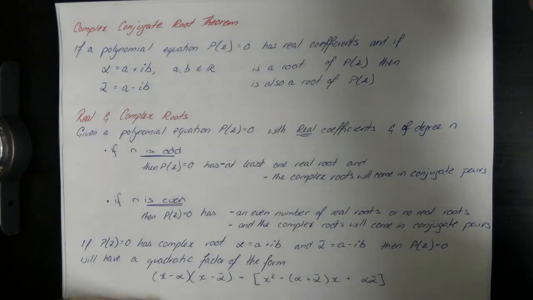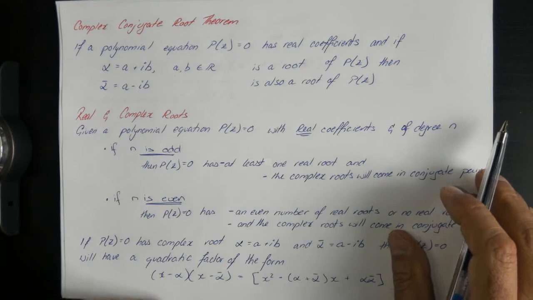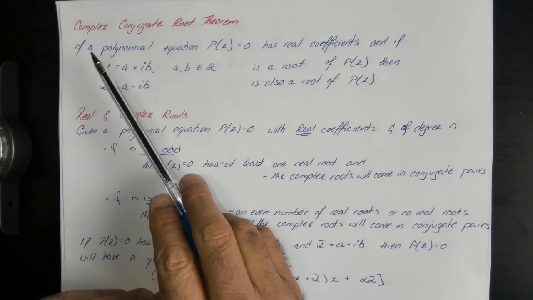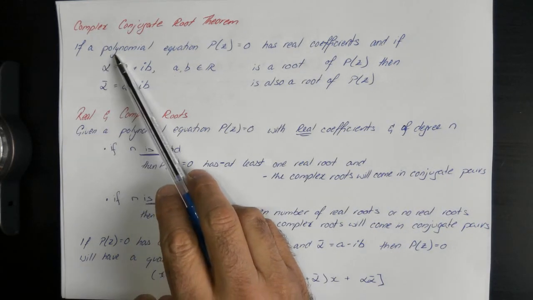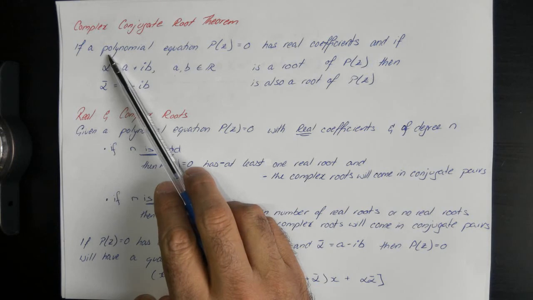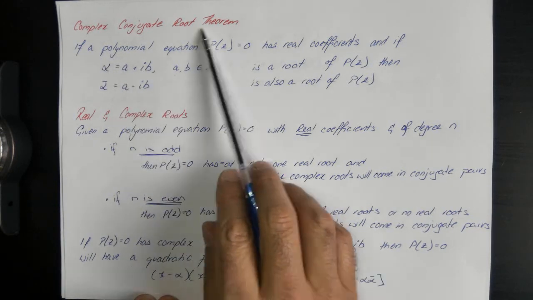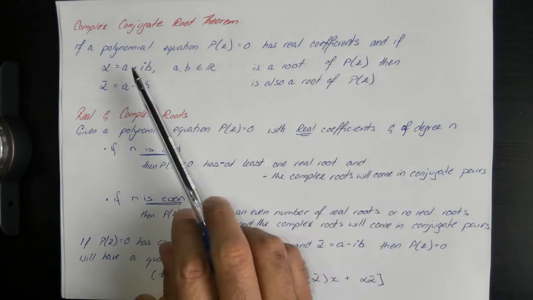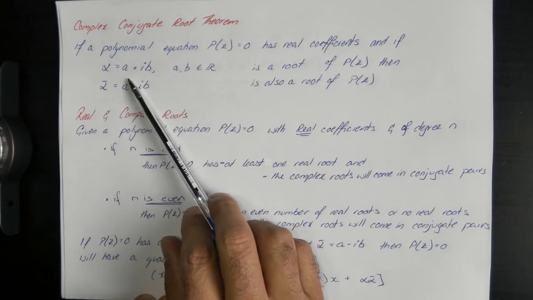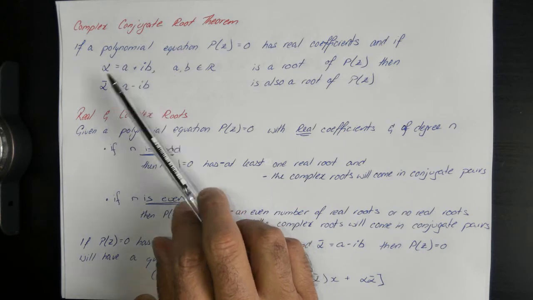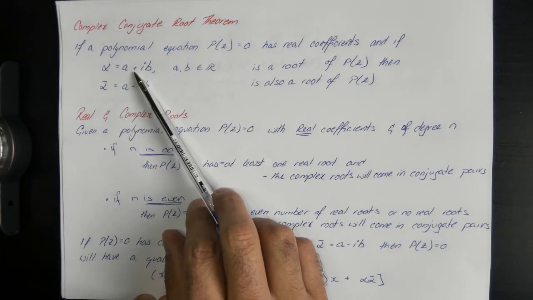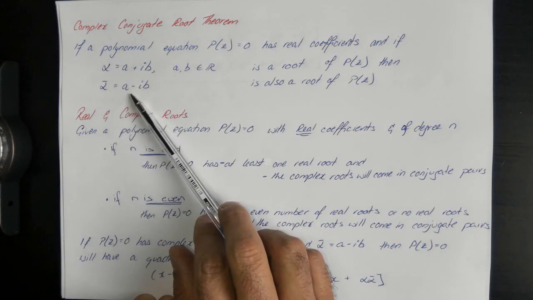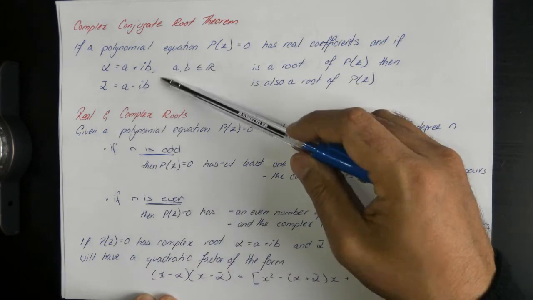So I've scanned these notes in as well. First point is the complex conjugate root theorem. If a polynomial p of z equals 0 has real coefficients, and you have a root of a plus ib, where a and b are real numbers, then the other root will be its conjugate, a minus ib. So they come in pairs.